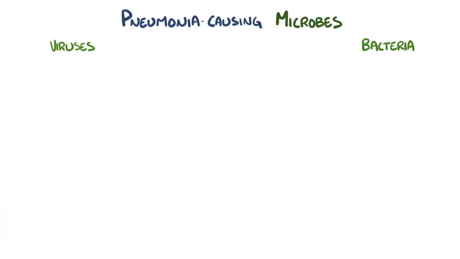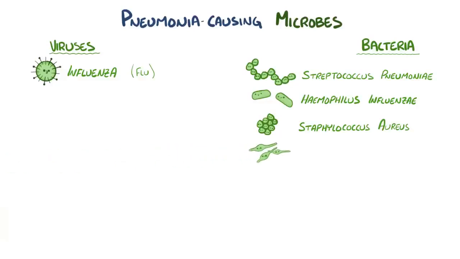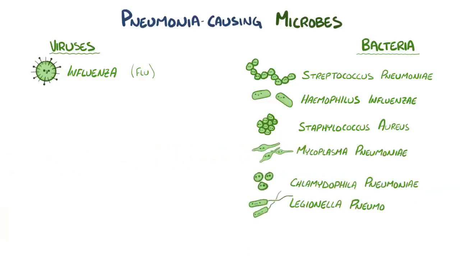Now, there are lots of different pneumonia-causing microbes. Usually it's caused by viruses and bacteria, but it can also be caused by fungi, as well as a special class of bacteria called mycobacteria. In adults, the most common viral cause of pneumonia is influenza, sometimes just called the flu. In adults, bacterial causes include Streptococcus pneumoniae, Haemophilus influenzae, and Staphylococcus aureus. There are also more unusual bacteria like Mycoplasma pneumoniae, Chlamydophila pneumoniae, and Legionella pneumophila, which don't have a cell wall and are well known for causing an atypical or walking pneumonia, because they often cause vague symptoms like fatigue.